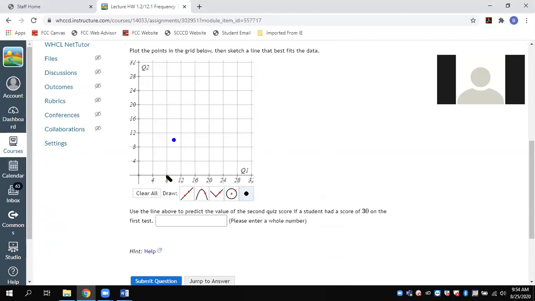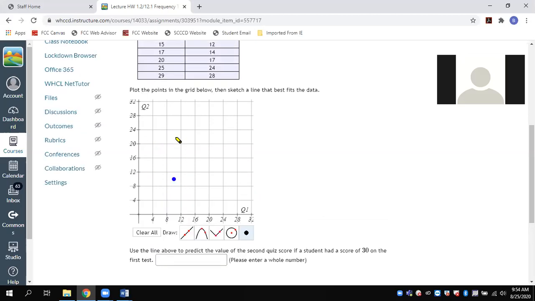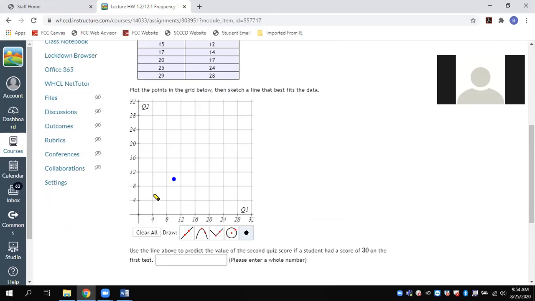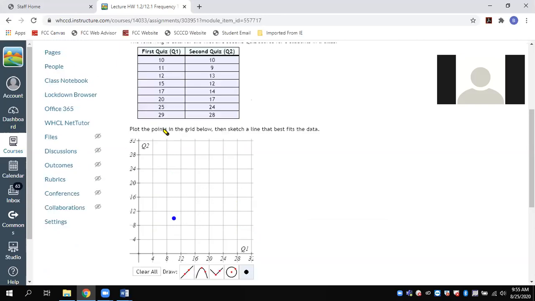See how that's right in the middle? Because 10 is right in the middle of 8 and 12. Over 10, up 10. That's the point, 10, 10. X, Y, 10, 10. Quiz 1, quiz 2. Over 10 on quiz 1, up 10 on quiz number 2. See how the x-axis here is quiz 1, and the y-axis is quiz 2. So 10, 10.